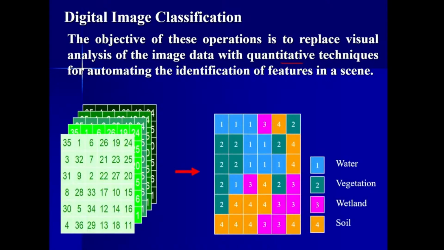Here you can see one example of a 5 band image, and an image is basically an arrangement of numbers in the form of rows and columns, and there are 5 bands. So you can apply any supervised or unsupervised classification approach. Overall you see the output comes as one layer, and each pixel is labeled to one class. Suppose all this cyan color is labeled as class 1, that is water. 2 is labeled as vegetation, 3 is labeled as wetland, and 4 is labeled as soil.